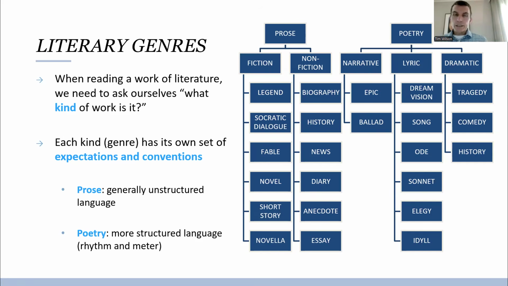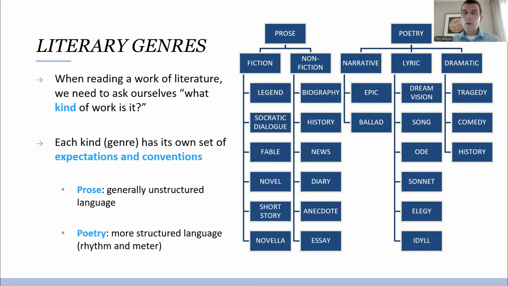So too with the genres listed here. The biggest distinction at the top is between prose and poetry. Prose, if I were to define it generally, you could say is generally unstructured language. Poetry is difficult to define, but the safest way to describe it would be more structured language, so often using rhythm and meter. Now, I have a whole other lecture on sonnets that goes through rhythm and meter, so iambic pentameter, what's that, etc. So I'll put a link to that.